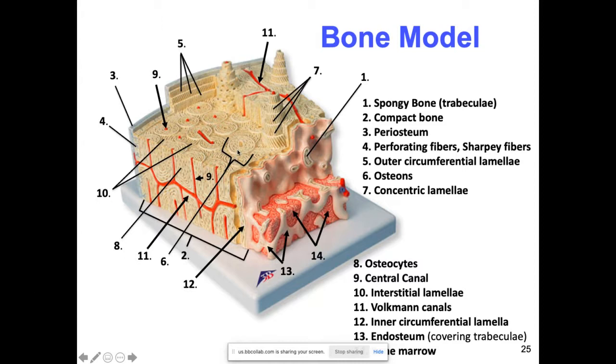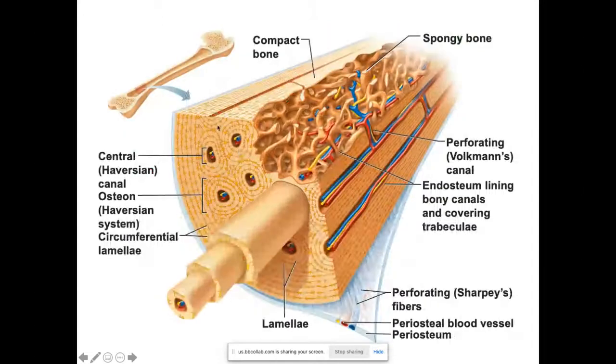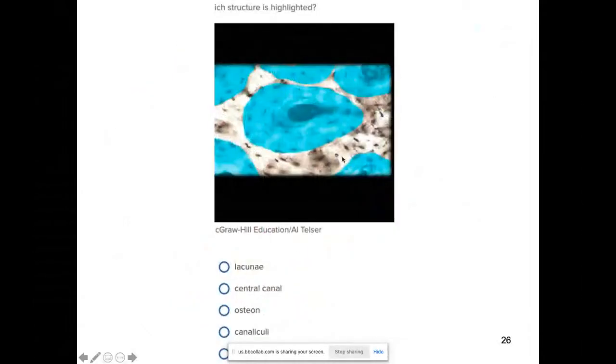Within these concentric lamellae, there are osteocytes trapped in a lacuna. And you can see these canaliculi, which are little finger-like extensions coming off of the osteocyte. Those are called canaliculi.